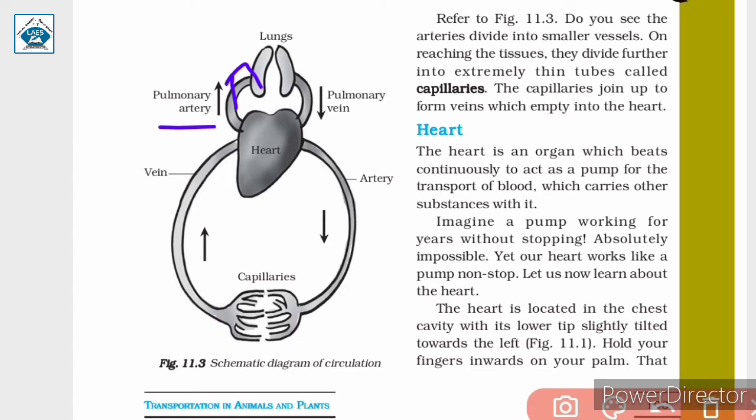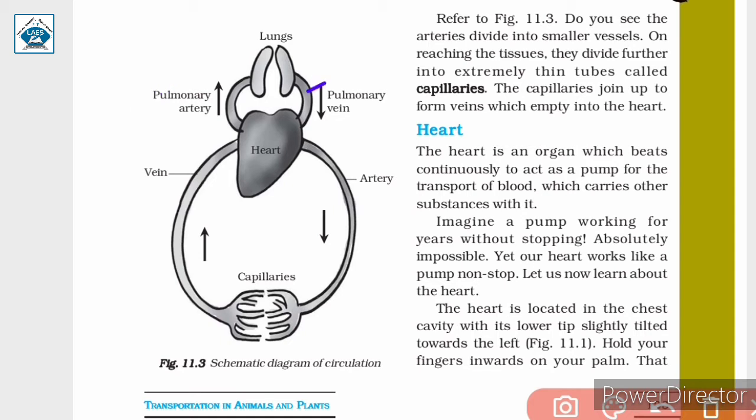Generally, what do arteries do? They carry oxygen rich blood. But this pulmonary artery is a special blood vessel. It takes carbon dioxide rich blood from the heart to the lungs.